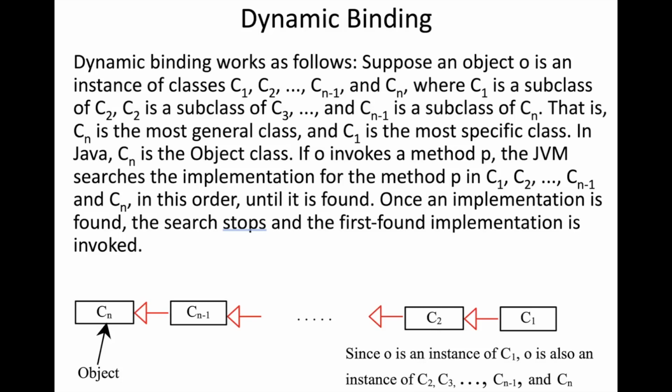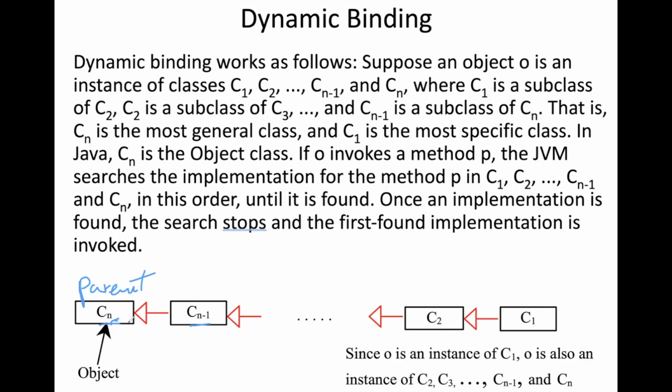We'll talk about dynamic binding in this video. Suppose we have an inheritance chain where the parent class starts on the left, Cn being the superclass of Cn-1, Cn-1 being the parent class of Cn-2, so on and so forth. And the very last object is C1. So C1 is also a subclass of C2, which is a subclass of C3, so on and so forth.